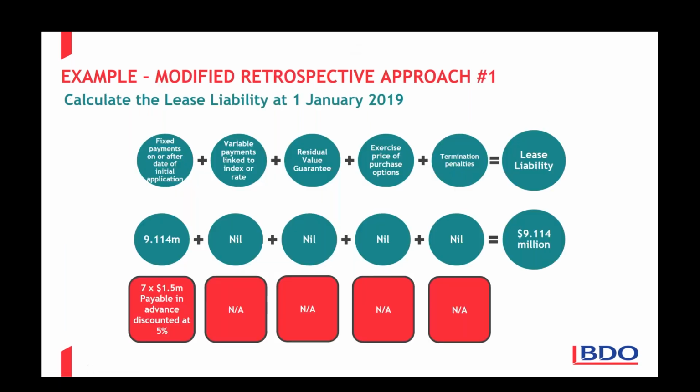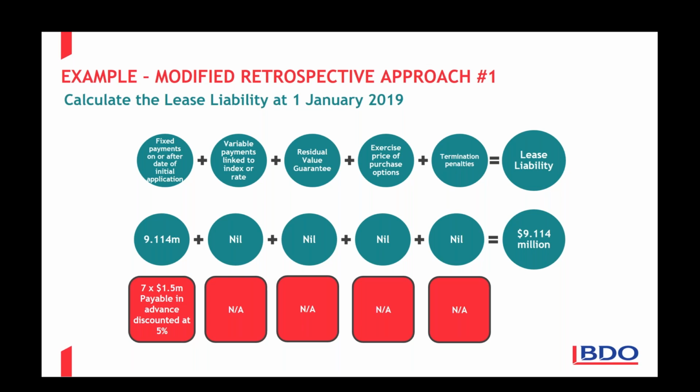If we look at modified retrospective approach number 1, how would we do this? So this is the one that's the easiest, and there's another benefit that you'll see very soon. The first step is you calculate the lease liability at 1 January 2019. Remember, if we do the modified retrospective approach, we only do a forward-looking calculation of the lease liability. So we are saying, what are the remaining payments over the next how many years? So it's 7 years left, and it's payable in advance, and we discount it at the incremental borrowing rate at this date, which is 5%.